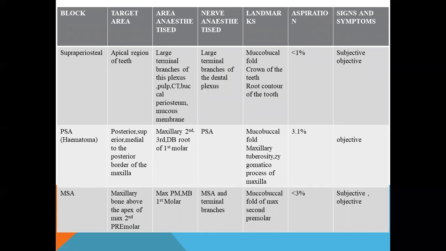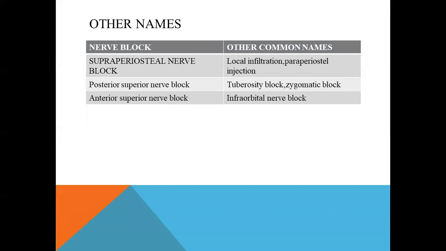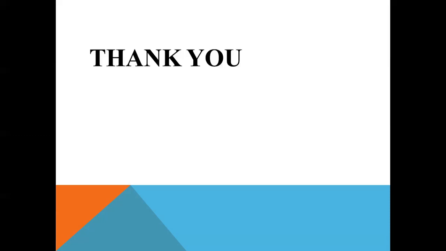Coming to this slide, which shows the overall summary of what we have seen until now. We have seen the supraperiosteal, PSA, MSA, and ASA nerve blocks. Just take a picture of this slide so that you can remember what I have been dealing with. Coming to the other names, sometimes you might get questions based on the other names also. The supraperiosteal is also called local infiltration or paraperiosteal injection. PSA is also called tuberosity block or zygomatic block. ASA is also called infraorbital nerve block.